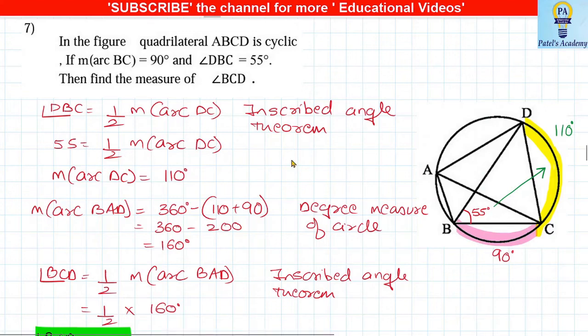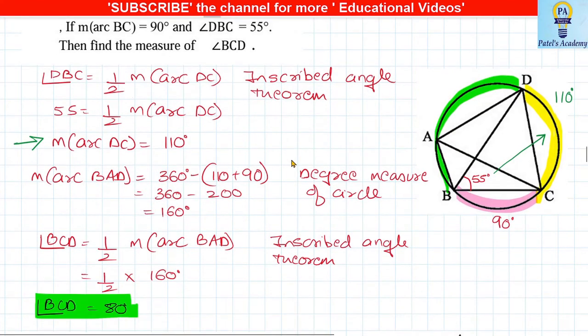You can see those steps here, where I'm showing an arrow. Arc DC is 110. Now the property of circle, what we know. You can just have a look at the figure. The yellow arc is 110, the pink arc is 90. So how much will be the green arc? How do we do it? From 360 we subtract 110 and 90. That is the next step over here. So we get 160 degrees.